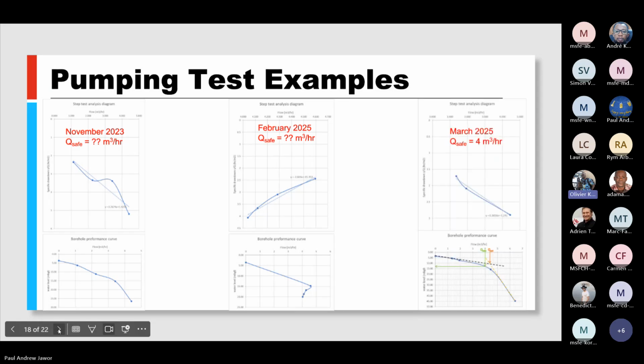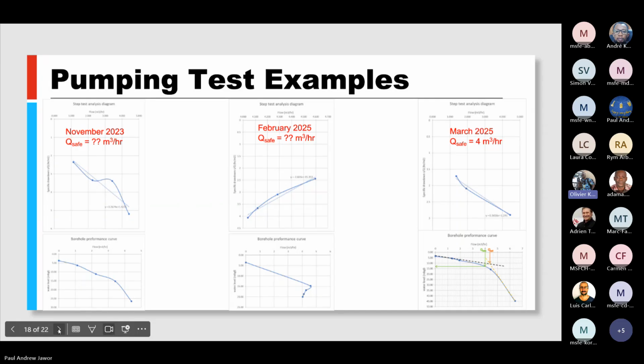If we look first of all at the one marked November 2023, you see from this top graph the flow rate here. It is about 2 meters cube per hour and a little bit above, about 3.5 meters cube per hour. But if you follow it below, you see that the drawdowns at different flow rates seem to be similar. So it's a little bit tricky.